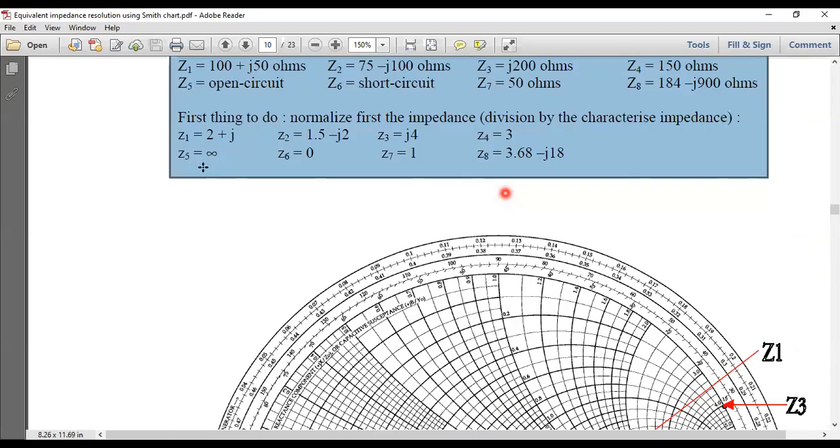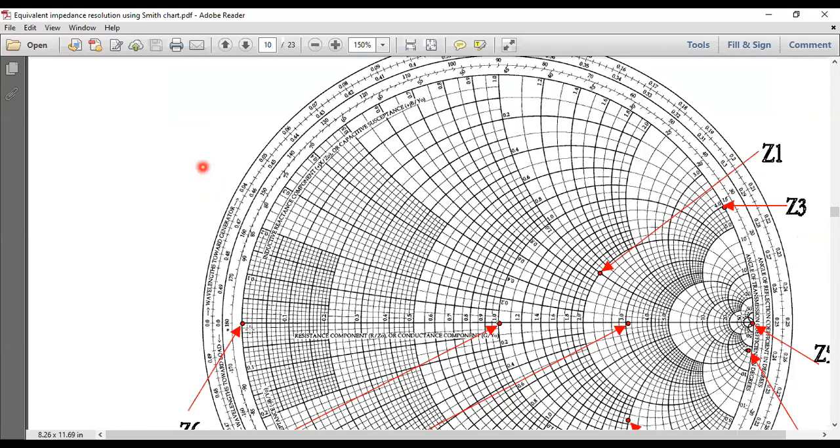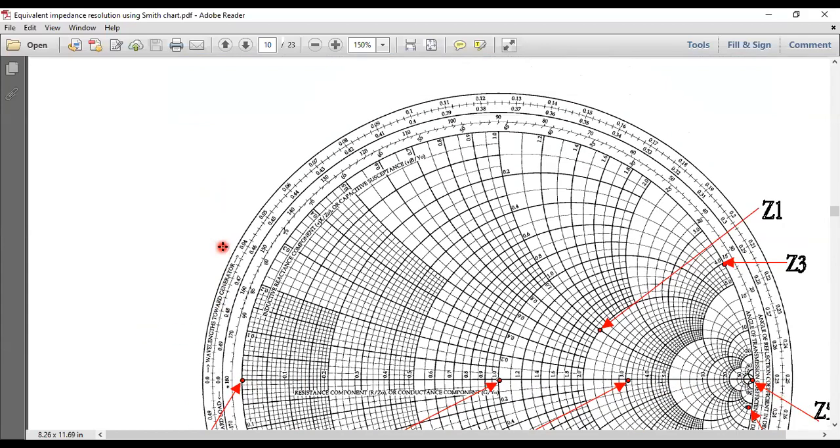Then you can go for the Z5. Z5 is what? Infinity. Where is infinity? Infinity is on this side. So this is Z5. This is 0 and this is infinity. So at this end, it is infinity on the horizontal line. So this is your Z5.